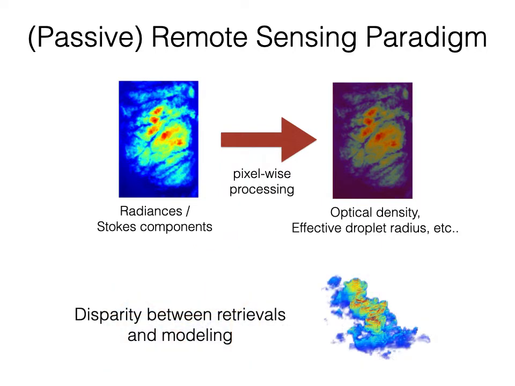Another key problem is that even if the retrieval were unbiased, it is not trivial to determine where within the cloud the retrieved properties are located. These column-integrated retrievals make it difficult to study spatially variable cloud processes and create a disparity between the retrieved quantities and cloud models.